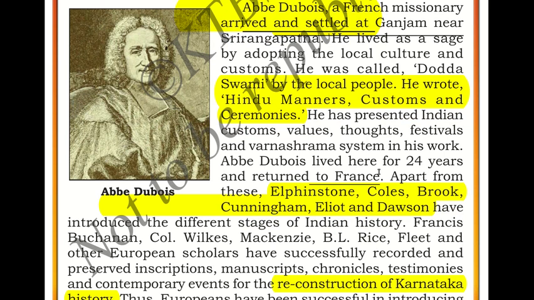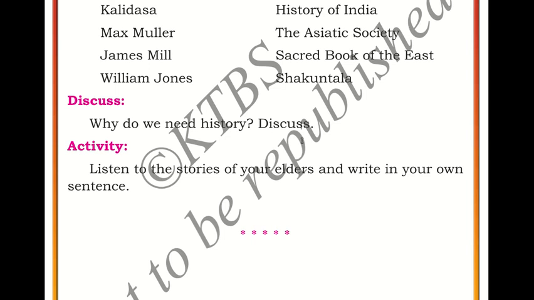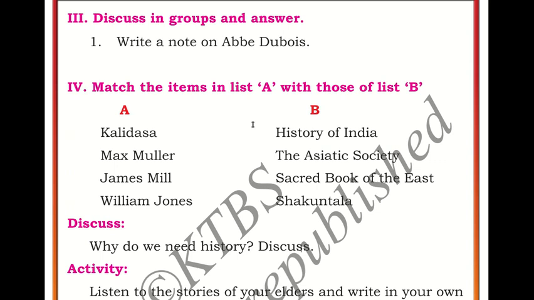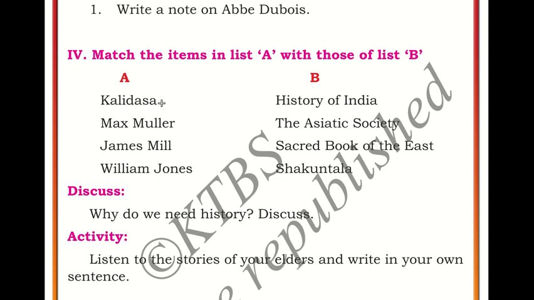Okay, now let us move on to match the following. Match the items in the list A to those of list B. First we have Kalidasa. We know that he wrote Shakuntala. Next, Max Müller. So Max Müller wrote The Sacred Book of the East. James Mill wrote History of India. And Sir William Jones established the Asiatic Society.